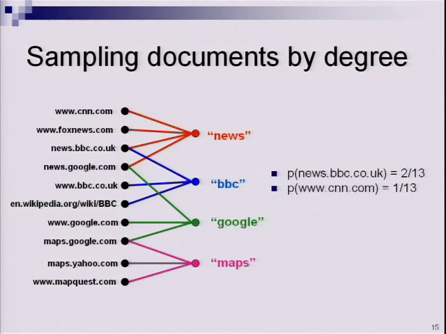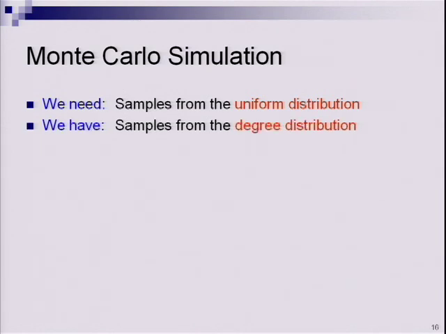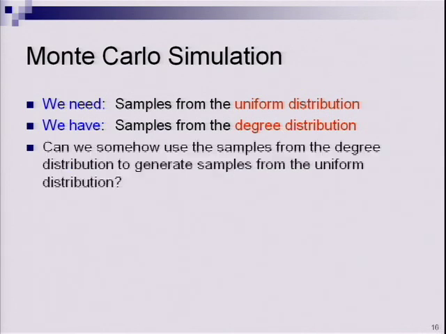Okay, this is an example of the degree distribution. Under this distribution, CNN will have 1/13 probability to be selected, while News BBC COUK will have 2/13. Now, we need samples from the uniform distribution. But we will have samples from a different distribution, the degree distribution. So it's a natural question to ask whether we can somehow use these biased samples, the samples from the degree distribution, to simulate sampling from the uniform distribution.